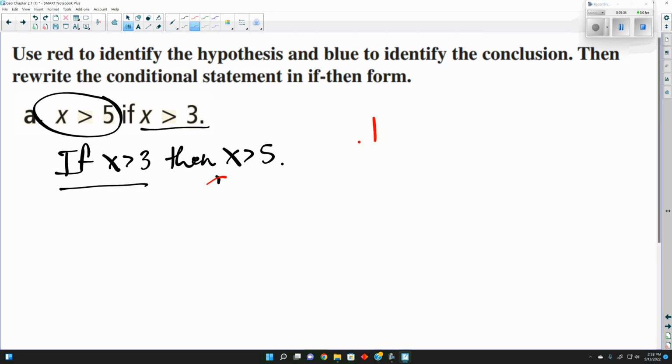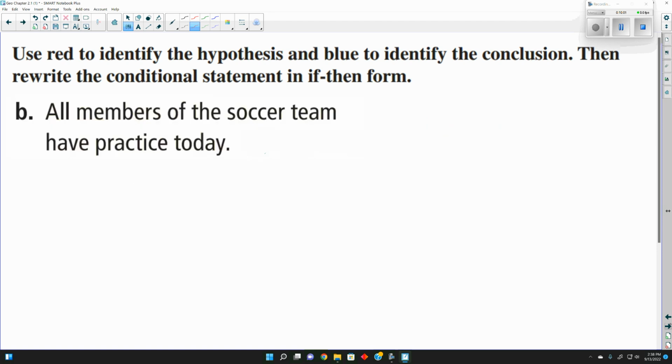Well, if we did it the other way, if x is greater than 5, then that's true. We could switch it around so the hypothesis works better if x is greater than 5. I do like this one better than that one. But at this here, if-then, hypothesis, conclusion. We good with this here?